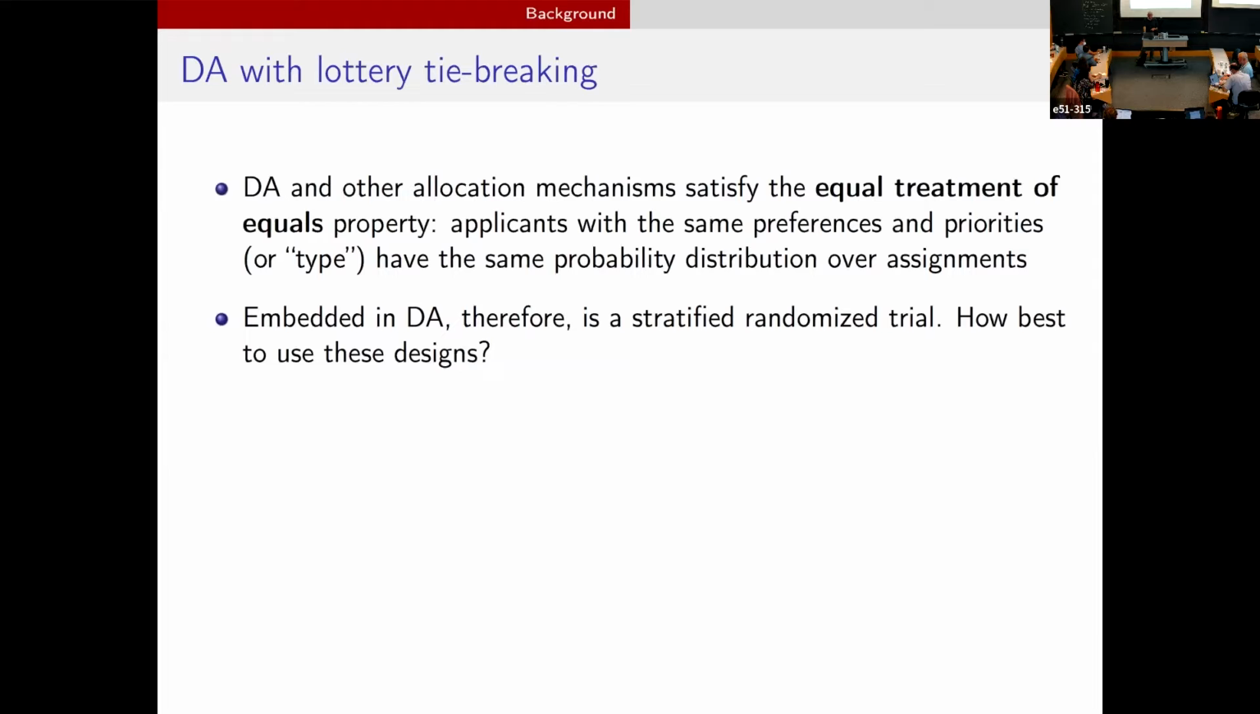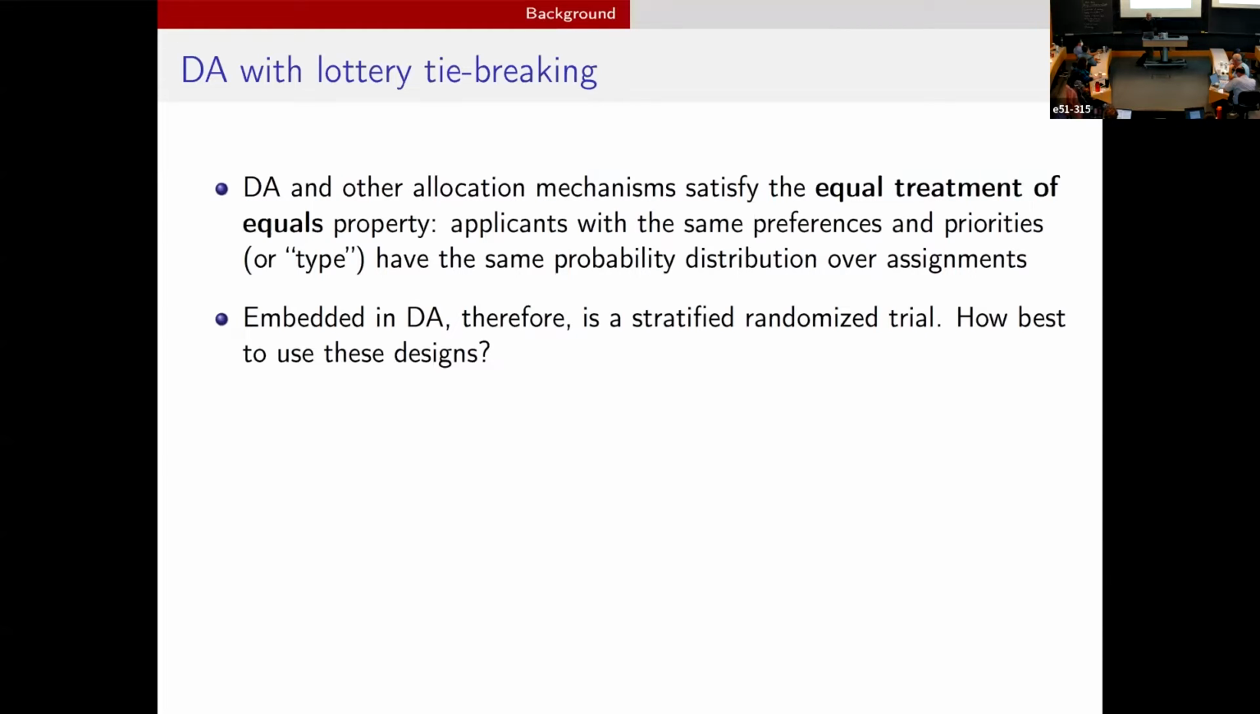So what's our main idea? I'm going to illustrate it first in terms of lottery-based tie breaking. The deferred acceptance algorithm, Gale and Shapley's marvelous idea, satisfies a property that economic theorists call the equal treatment of equals property. This is actually a concept that dates to Aristotle, but I think Shapley was the first person to introduce this in economics in his characterization of the Shapley value. What it simply means is if individuals have the same attributes, they should be treated equally. This appears in problems of fair division.